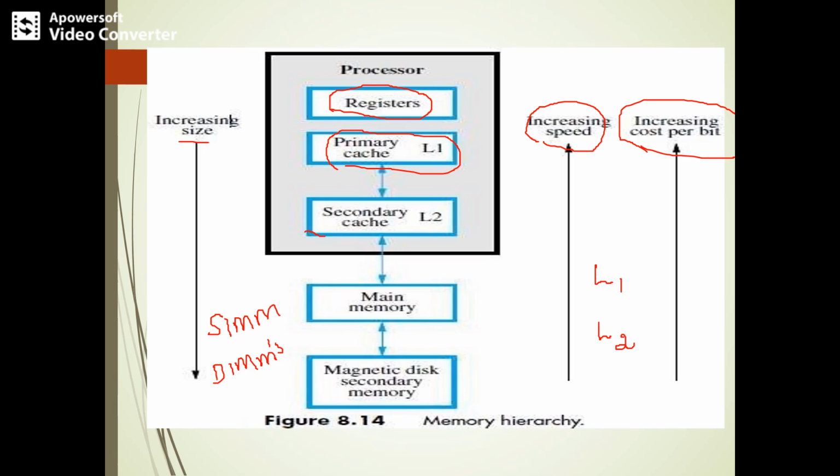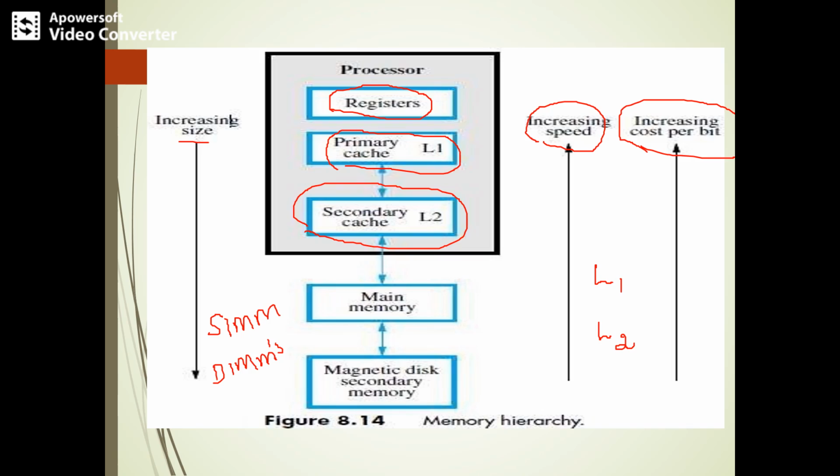Similarly, if I am considering the secondary cache or L2, level 2, I can compare it with respect to L1. The size of the secondary cache is comparatively large with respect to the primary cache, and the speed of operation is less compared to L1, as well as, in order to store a single bit of data or information, the cost is less compared with the primary cache.